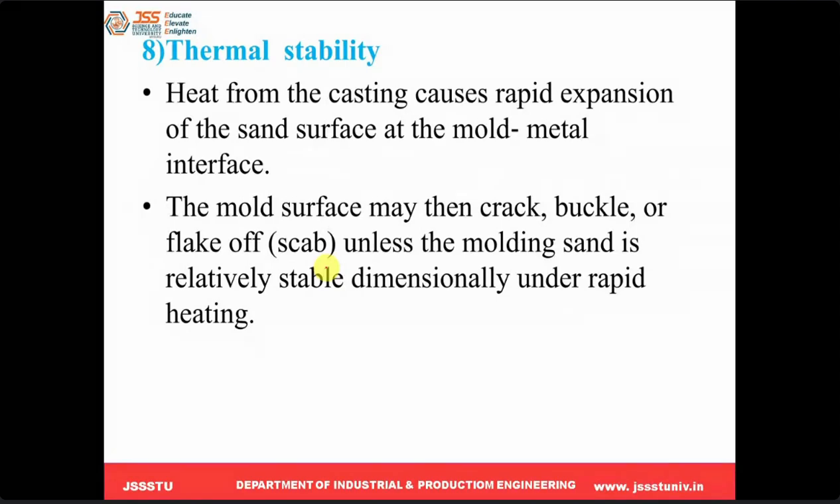That is the thing. And finally, thermal stability. Thermal stability: the heat from the casting causes rapid expansion of the sand surface at the mold-metal interface. The mold surface may then crack, buckle or flake off unless the molding sand is relatively stable dimensionally under rapid heating. See, it is exposed to high temperature in the molding box, because now we are going to pour the molten metal.